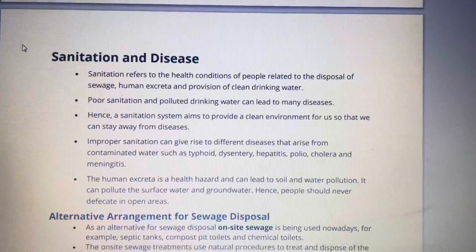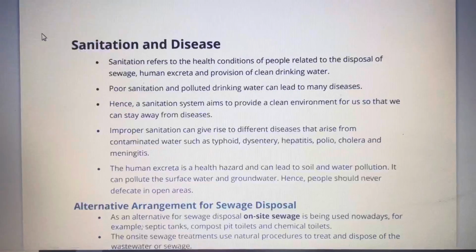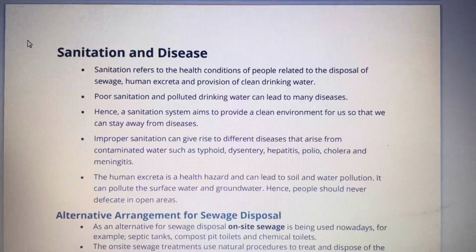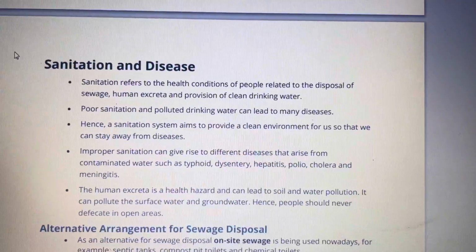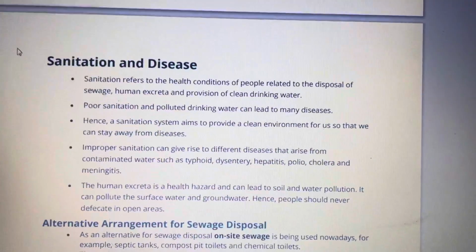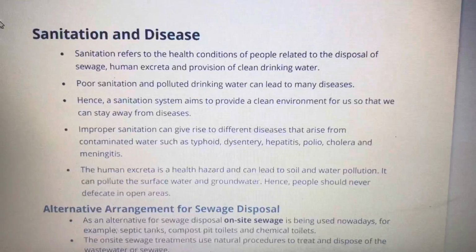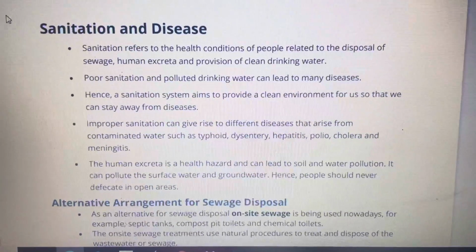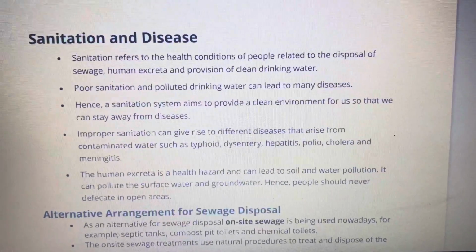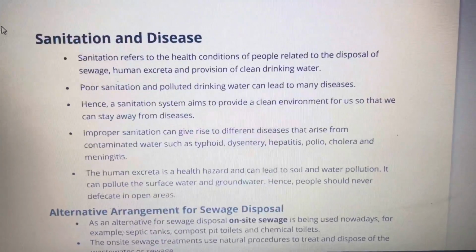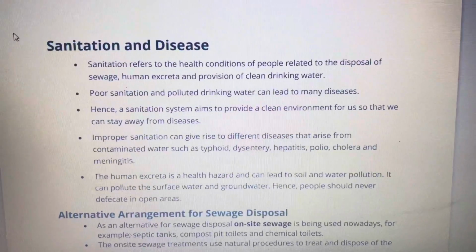Next, we have sanitation and disease. So today we will discuss about it. What is sanitation and disease? Sanitation refers to the health condition of people related to disposal of sewage, human excreta, and provision of clean drinking water. Poor sanitation and polluted drinking water can lead to many diseases. As we already discussed, if we drink dirty or contaminated water, many diseases can happen. Hence, our sanitation system aims to provide a clean environment for us, so we can stay away from disease.